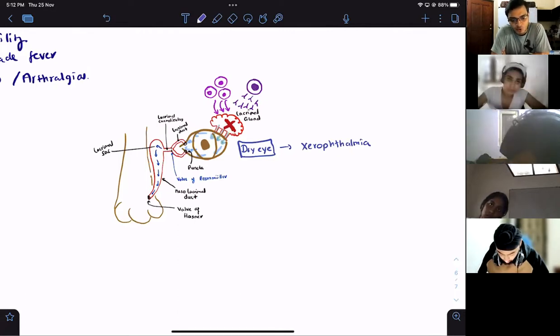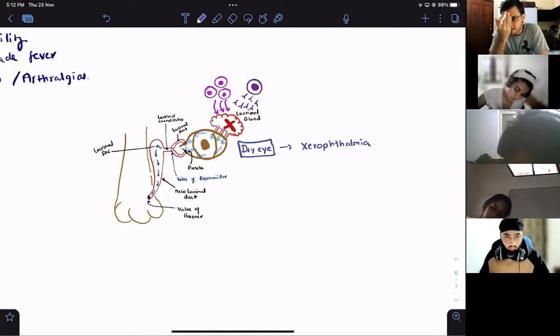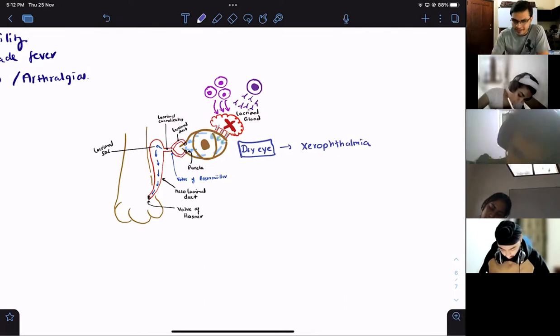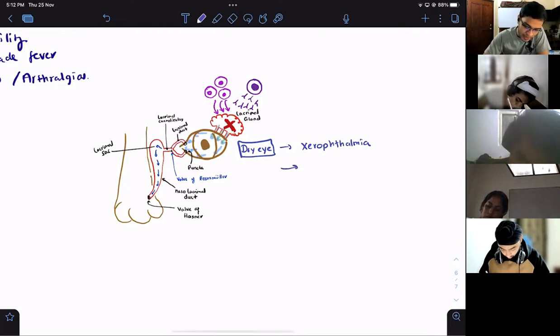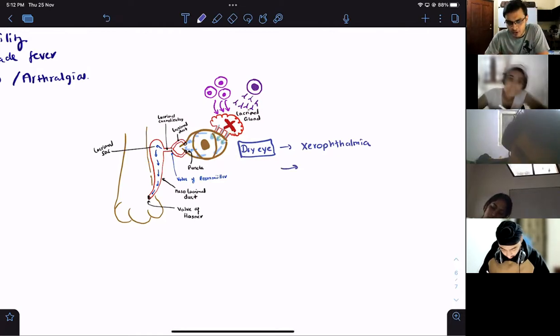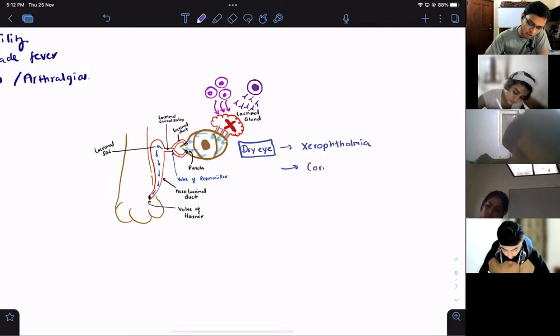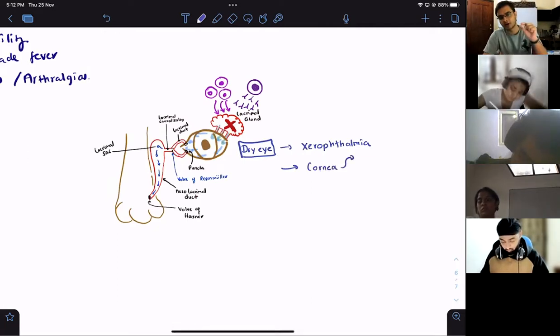Then commonly, guys, when the surface of your eye is dry, what is happening? There is going to be increased friction, and there is a chance of infections and all of these. So there can be inflammation. When there is inflammation here, especially if it is the cornea, what do we say? Inflammation of the cornea. How do we call it?